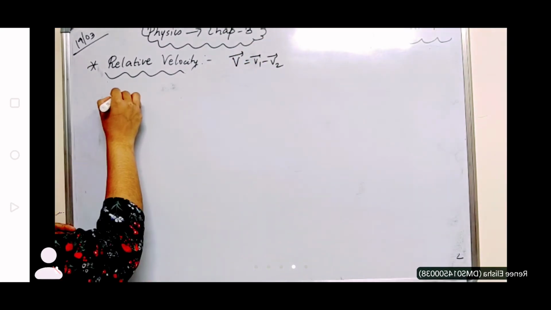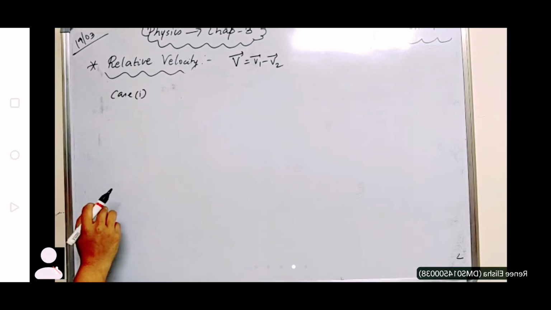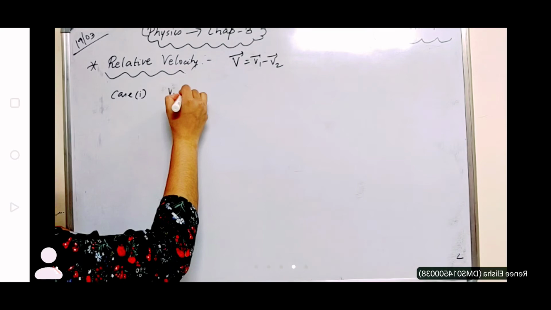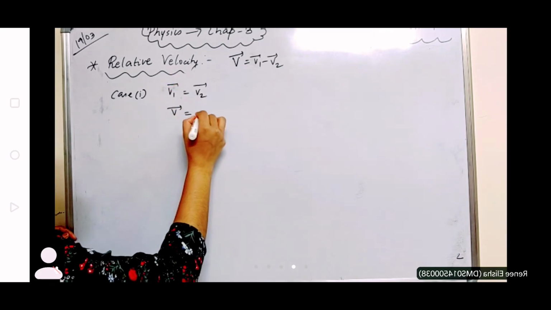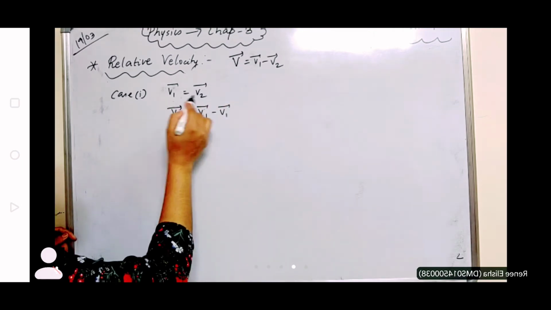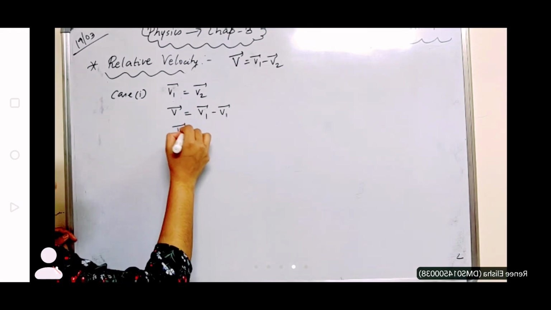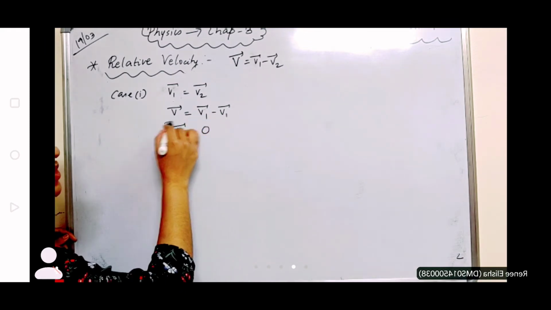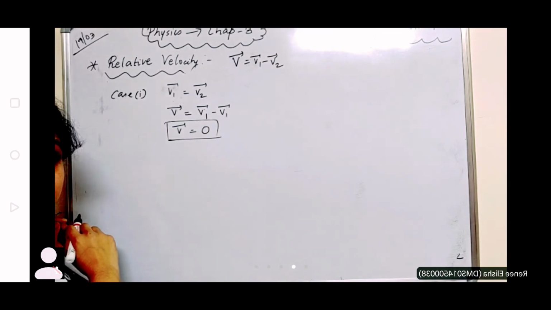Now case 1 is if v1 is equal to v2, what is the relative velocity? V is equal to v1 minus v1 only, no? Yes, because if v1 is equal to v2, then instead of writing v2, can I write v1? So relative velocity will be what? v1 minus v1 is 0. Right?